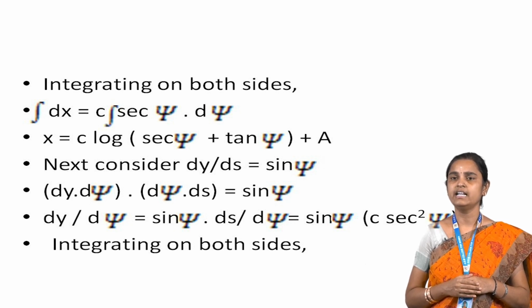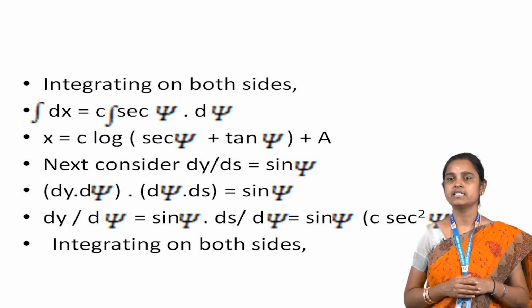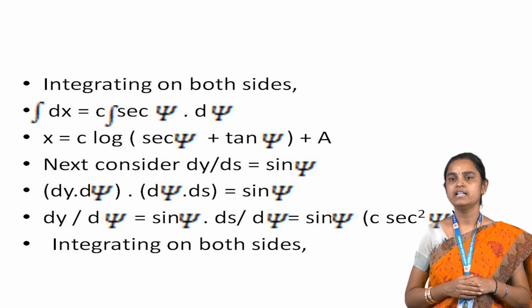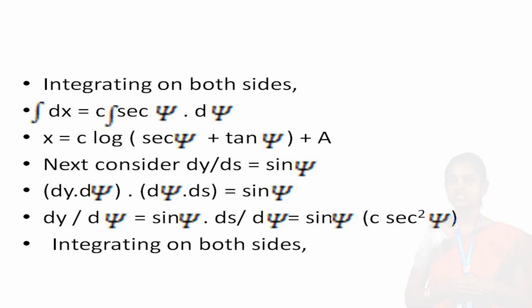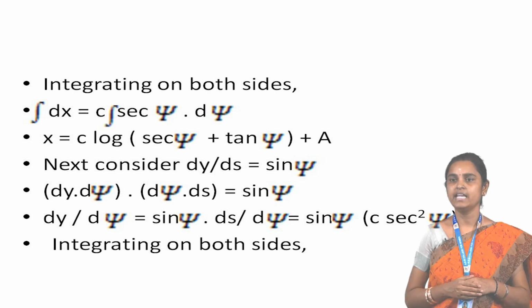Now consider the next equation, dy by ds. The computation is a similar process. dy by ds equal to sin psi. Again, multiply and divide by d psi. So dy by d psi divided by d psi by ds equals sin psi, so dy by d psi equals sin psi into ds by d psi. Differentiating s with respect to psi, we get c secant square psi. So altogether we get dy by d psi equal to sin psi times c secant square psi.